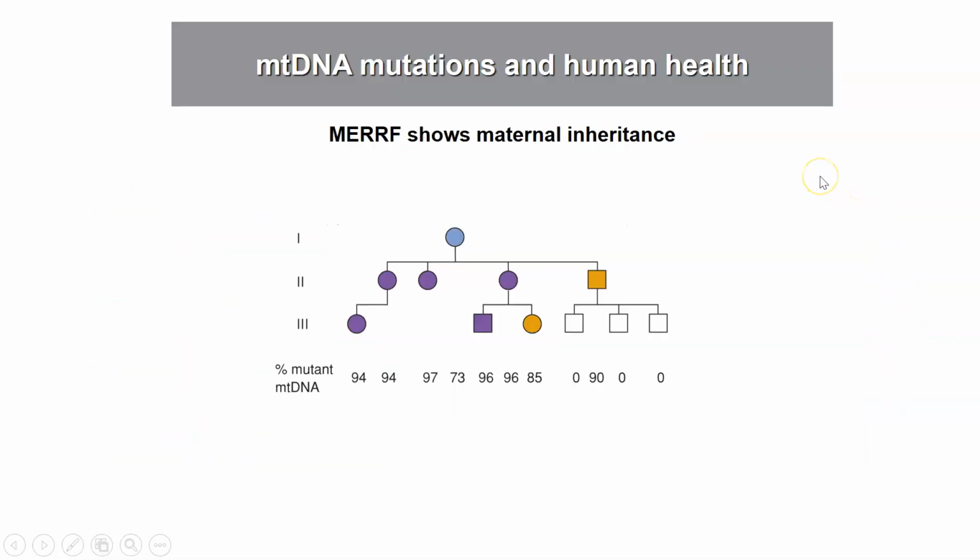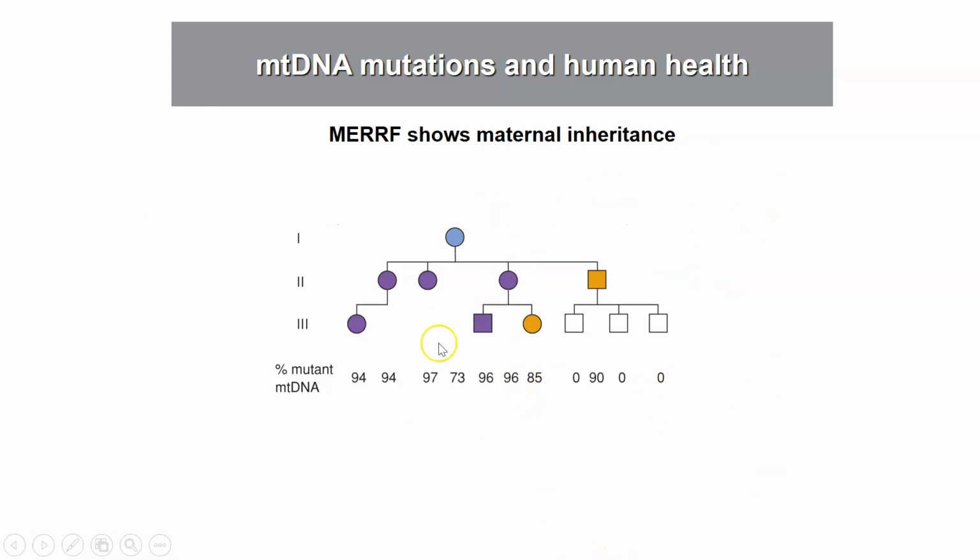MERRF shows maternal inheritance, just like the case for Leber's neuropathy. If a woman has the condition, she will pass it on to all of her children, and her son here will pass it on to none of his children. The mates are not shown in this pedigree, but they're implied.